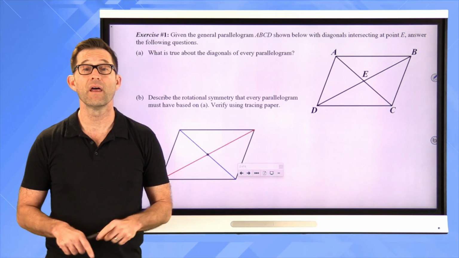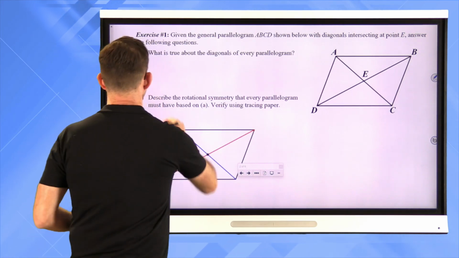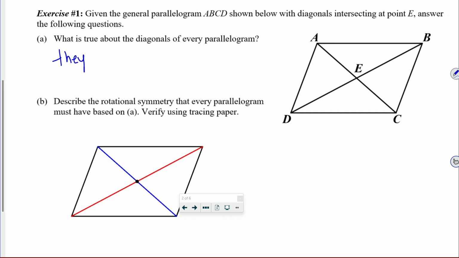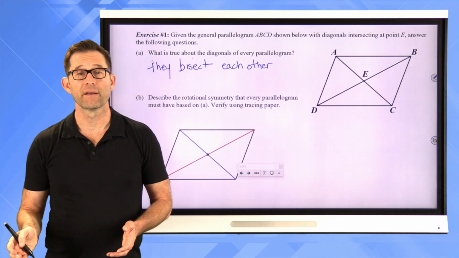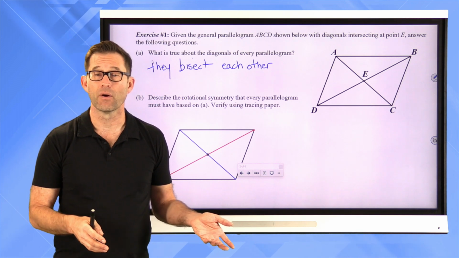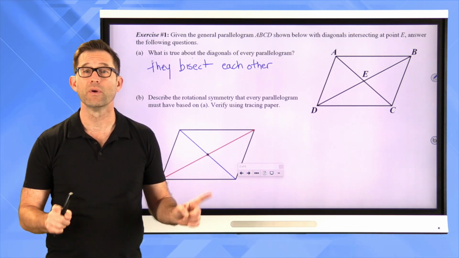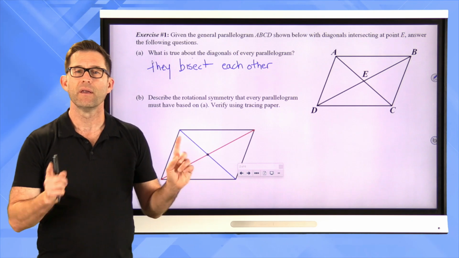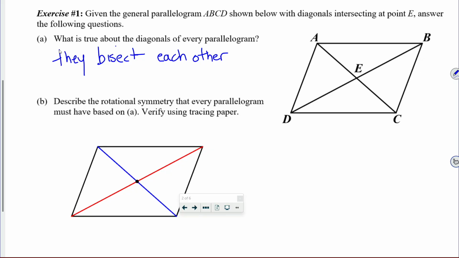Well, hopefully you said they bisect each other. I'm really hoping you didn't say that they were congruent. They bisect each other. Generally speaking, in most parallelograms, one diagonal is longer than the other diagonal. But what is always true is that they bisect each other. Now let's take a look at letter B.